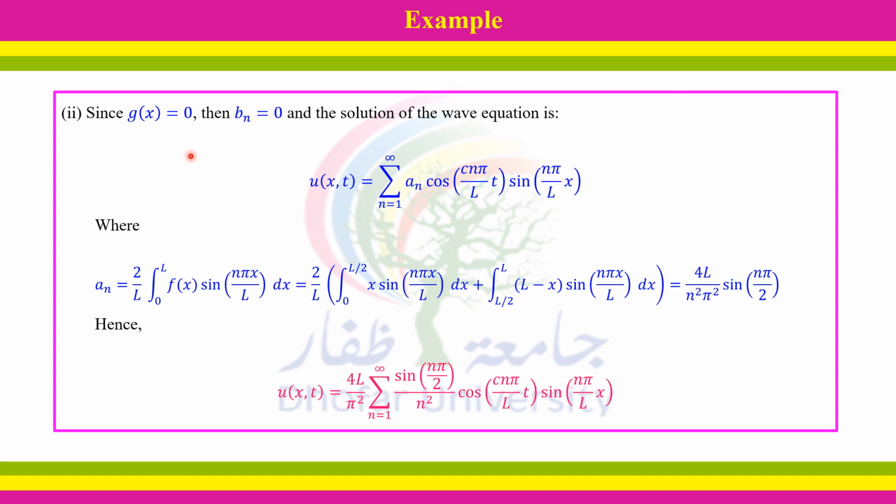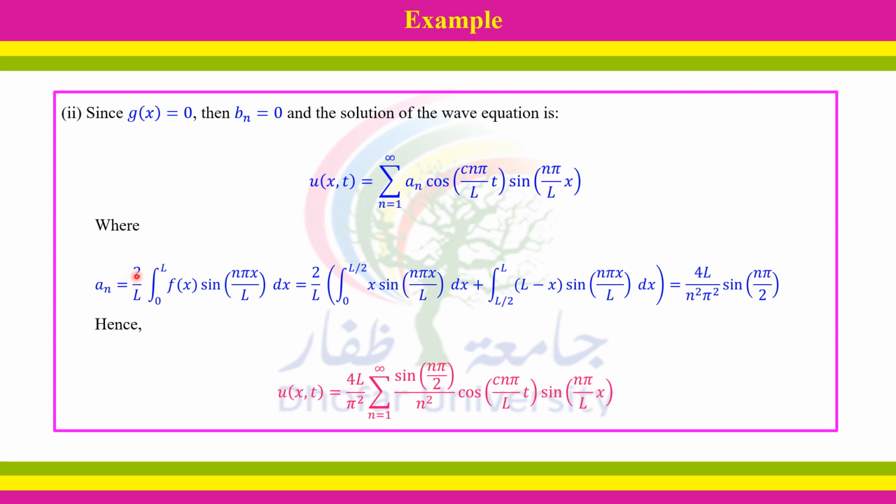Now for the second case, again we have b_n equal 0, because g of x equal 0, and still the solution u of x and t is summation a_n cosine c n pi over l t times sine n pi over l x. Now we evaluate a_n using the Fourier series.